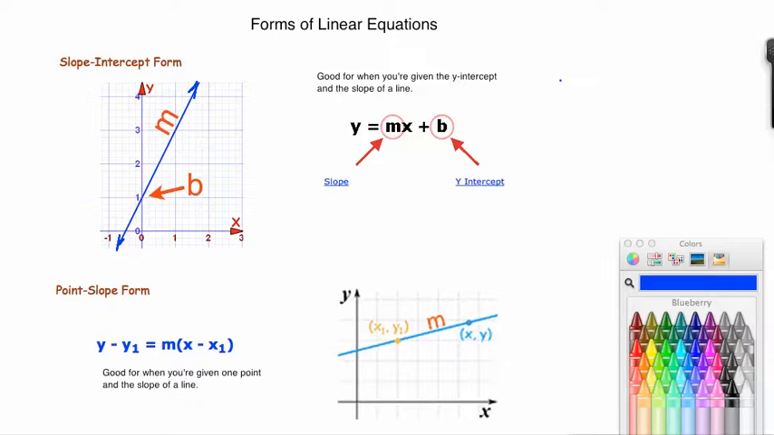So let's say you're given a slope of -2, and you are told that it goes through the point (0, 9), and we want to know what the equation is. Then your equation would be y equals -2x plus 9. And we'll talk about what to do if you're not given the slope or if you're given a different point.